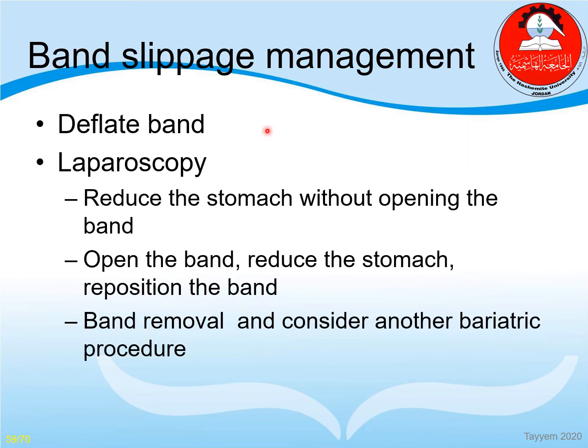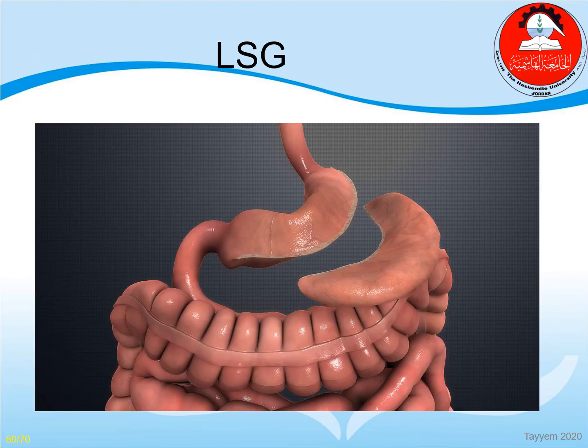How to manage it? You need to deflate the band and do laparoscopy. At laparoscopy, you could reduce the stomach, and that will avoid opening the band. If you can't, then you have to open the band, reduce the stomach, and reposition the band. Sometimes when you open the band it is damaged, so you have to remove the damaged band and consider another bariatric procedure. Probably the commonest bariatric procedure done nowadays in Jordan and worldwide is sleeve gastrectomy.